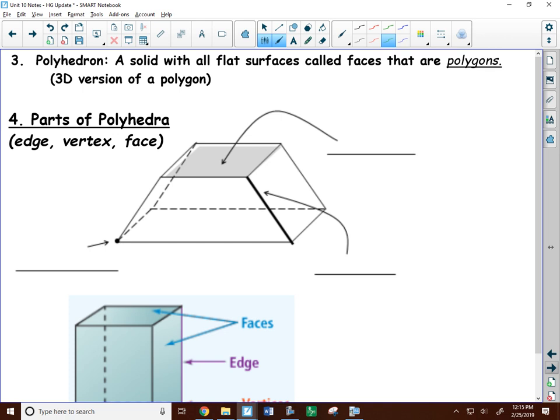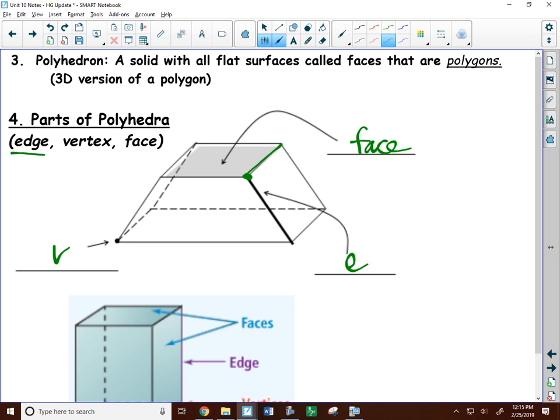Now, they still have vertices. They still have line segments, which we call edges. So here's a vertex. There's an edge. And then this is an important one. You'll hear me saying this a lot: the face. The face is the polygon. The face is just the polygon.